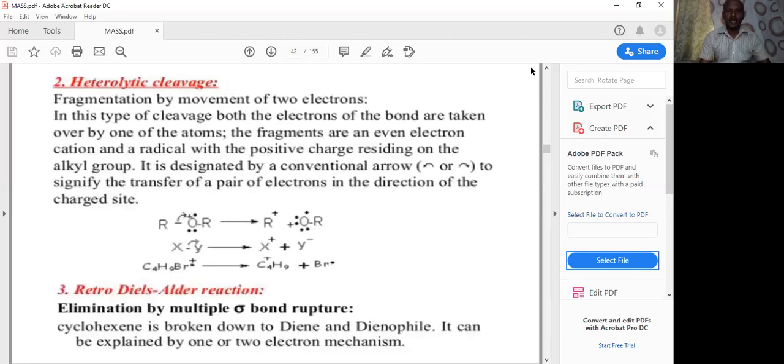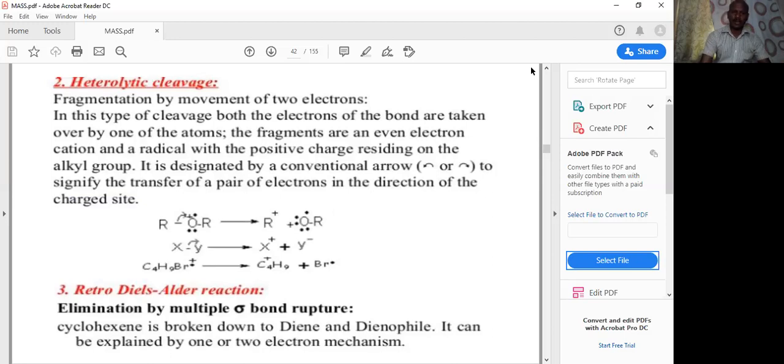The next one is heterolytic cleavage. In heterolytic cleavage, both electrons go to one of the fragments. In homolytic cleavage, each fragment gets one electron, whereas here both electrons go to one of the fragments.